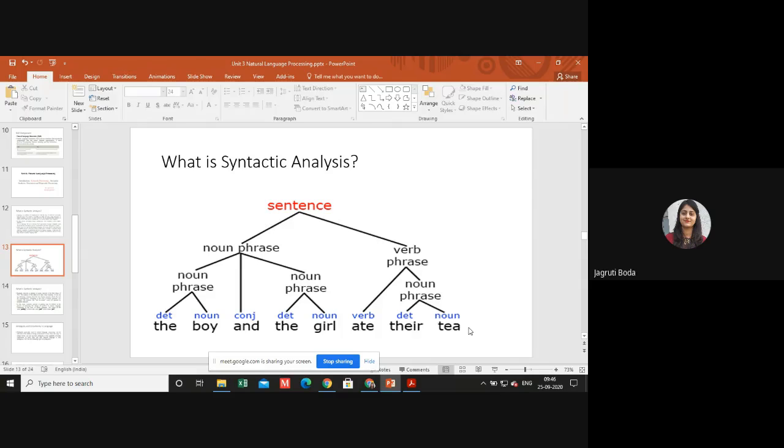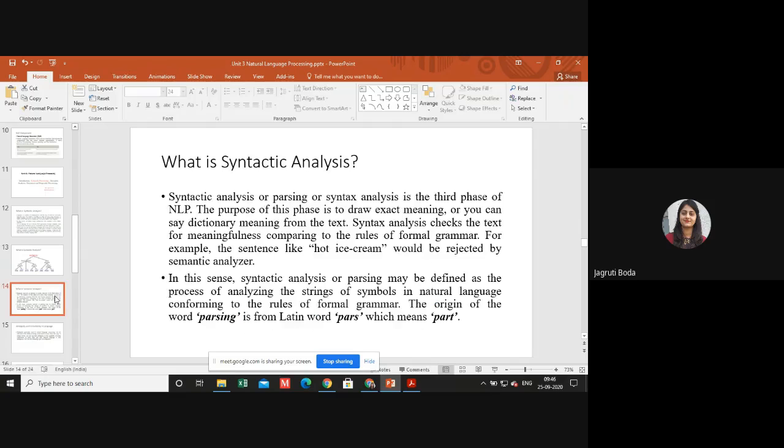Sometimes we speak one sentence that has two meanings, so how can the system understand whether this is a verb or a noun? That is the challenge in natural language processing. So what are the challenges and what is ambiguity? We can see. First of all, syntactic analysis.